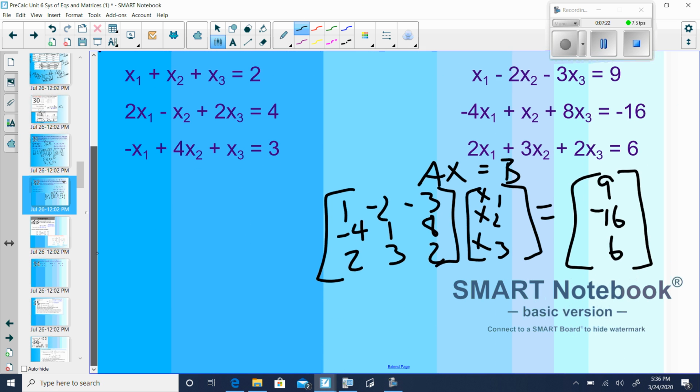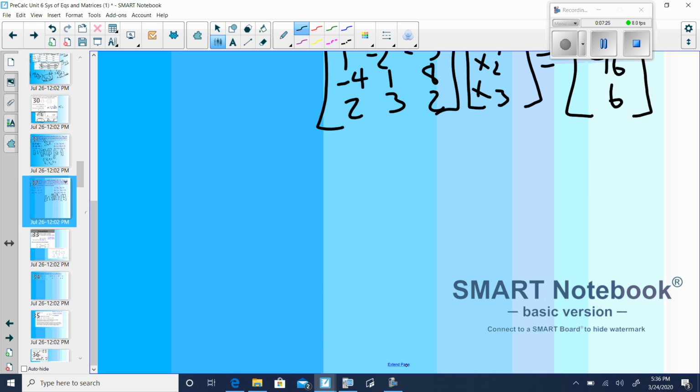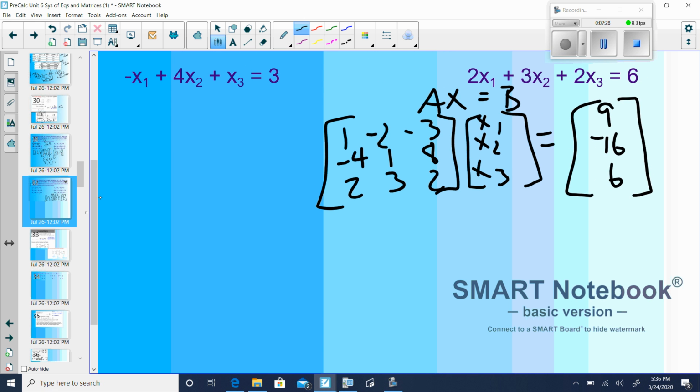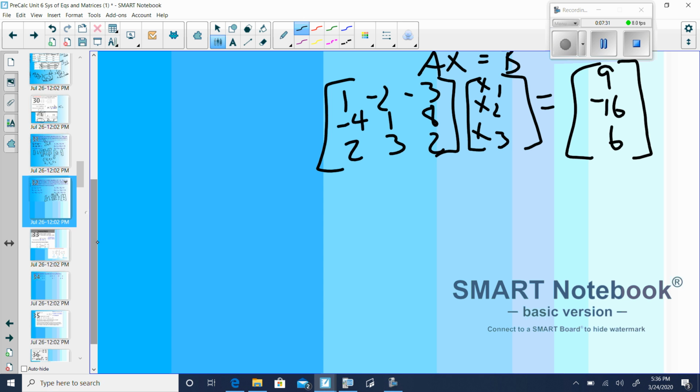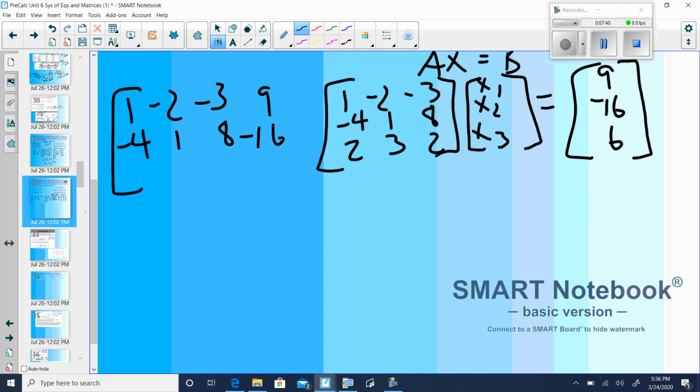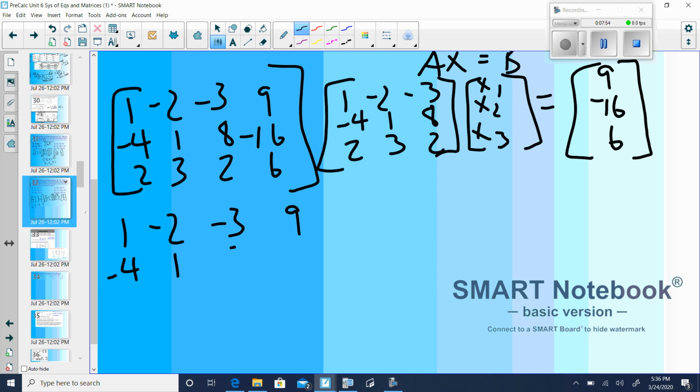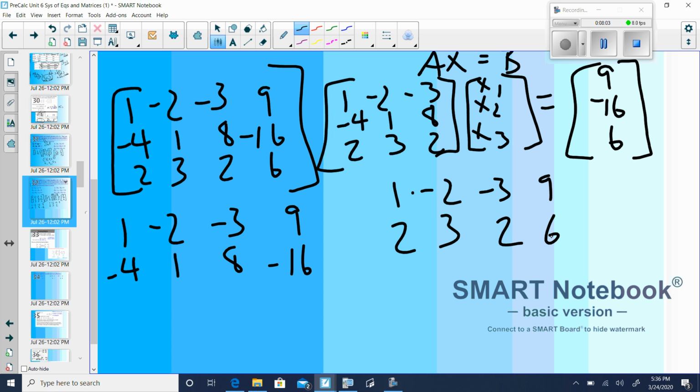Here, you can do the same thing. I told you I want to show you mathematically how to do that. So let's take these and let's do 1, -2, -3, 9, -4, 1, 8, -16, 2, 3, 2, 6. All right. So I'm going to take the first equation and put it with the second, and then with the third.